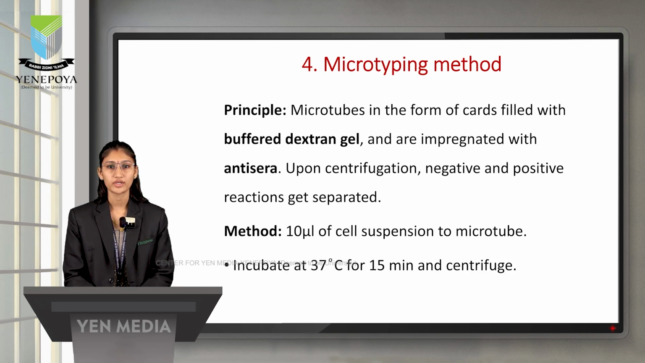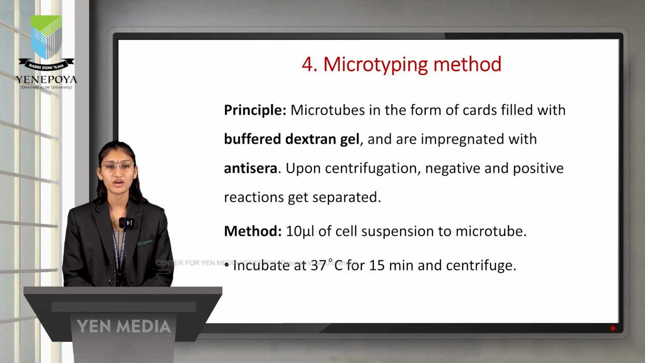The next method is the microtyping method. The principle of the microtyping method is that you use a microtube which is filled with buffered dextran gel and impregnated with anti-sera. You only have to add the serum or red cells into that gel card. When you centrifuge it, negative reactions will settle down and if it is positive, it will settle at the top. Depending upon that, you report it.